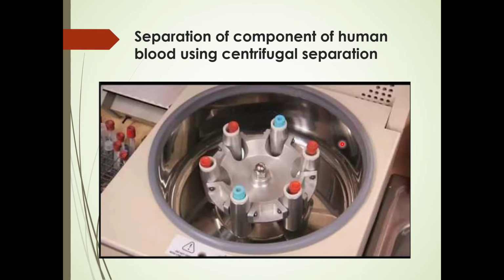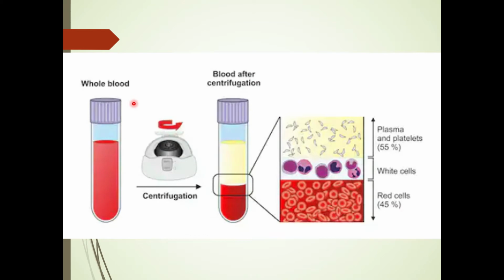After it rotates, you can see the blood is separated into two major components, the red component and the yellow one. This is the process of centrifugation. After centrifugation, you can see there are two major parts: the plasma and platelets, about 55%, and the red cells at the bottom, about 45%. The white cells in the middle form a very thin layer that divides the plasma and the red cells.